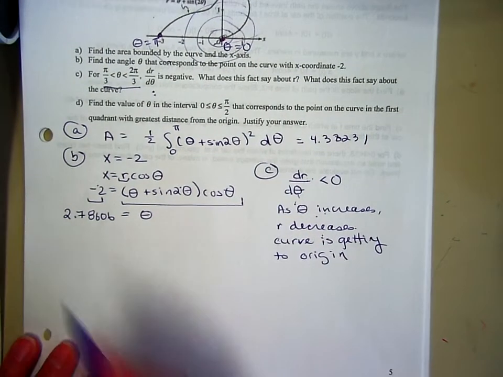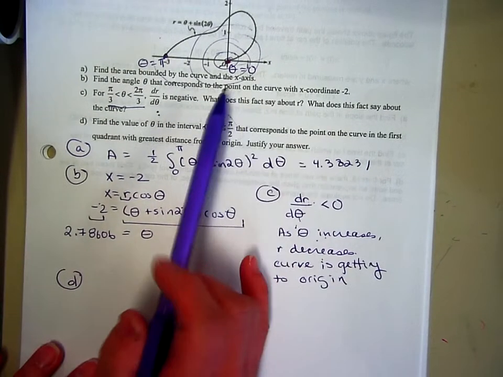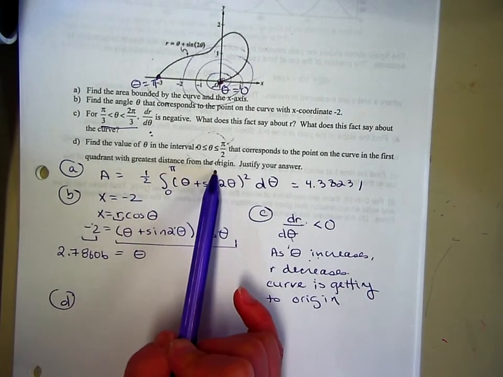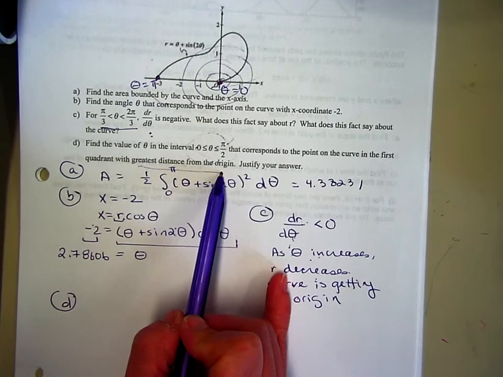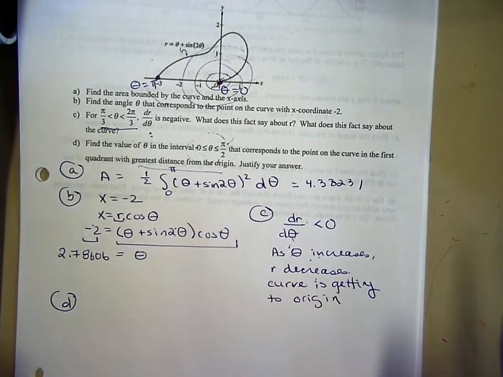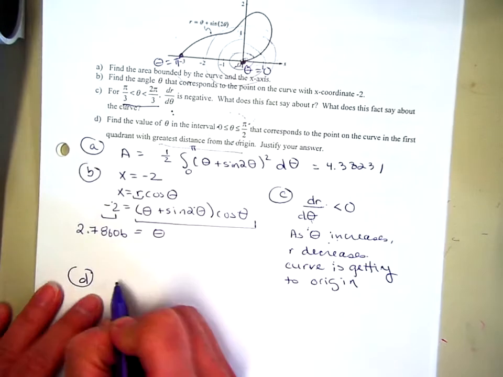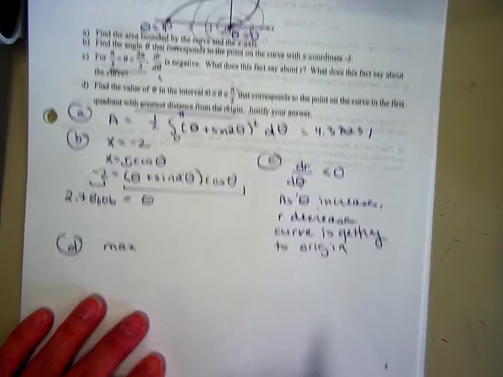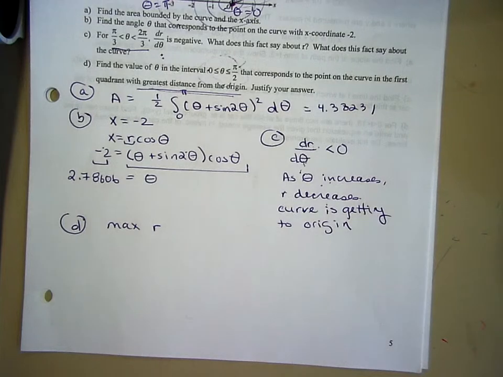Okay. Part D. Find the value of theta only on this interval that corresponds to the point on the curve in the first quadrant, that's why they gave you this interval, with the greatest distance from the origin. So again, if you understood what part C was, the distance from the origin is r. R represents the distance from the origin. If I tell you r is equal to 3, you just count out 3 units. So really what they're asking for is the greatest distance from the origin, which is r, so the greatest is going to be the maximum of r. So they want you to find the maximum value of r.